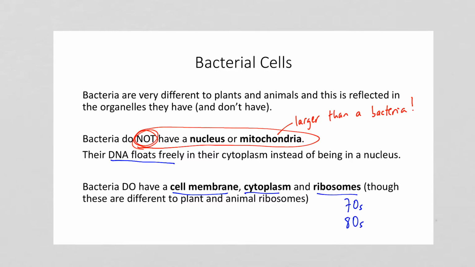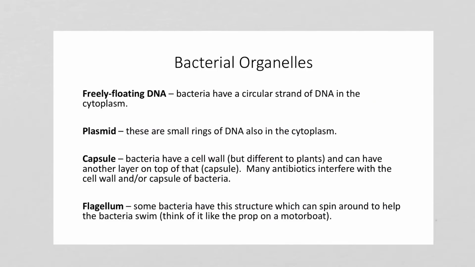For the sake of GCSE, however, all we want to do is remember bacteria have ribosomes, plant cells have ribosomes, animal cells have ribosomes. So some organelles that bacteria have that plant and animal cells don't have. The first is that idea of the freely floating DNA, so it's not in a nucleus. It just floats around in the cytoplasm, and it's actually circular, whereas plant and animal chromosomes are not in a full circle. The bacterial one is in a circle.